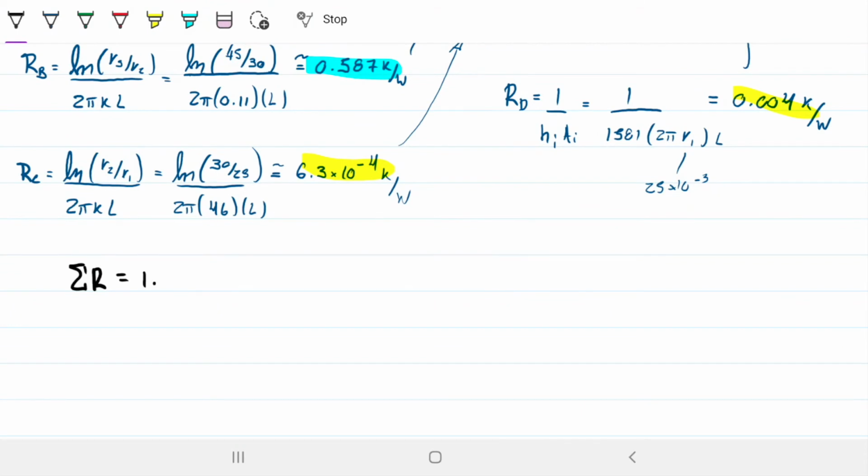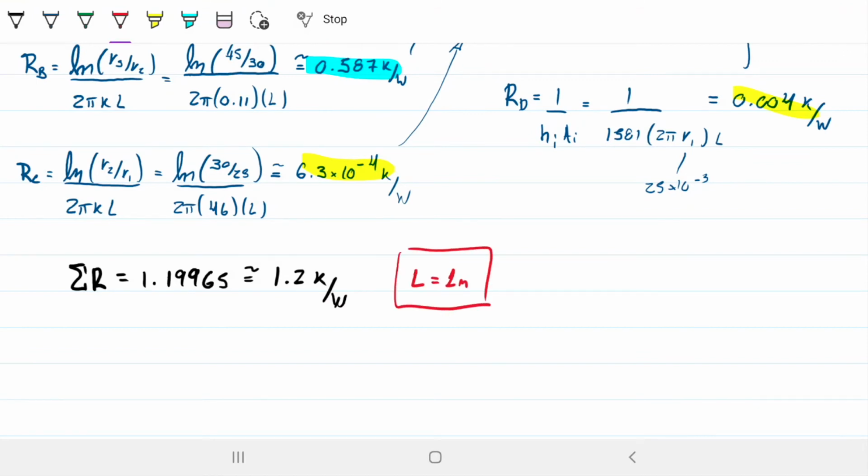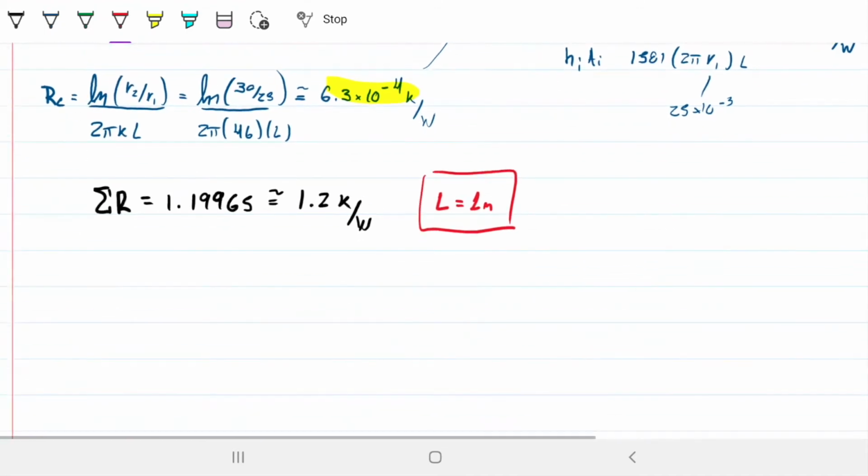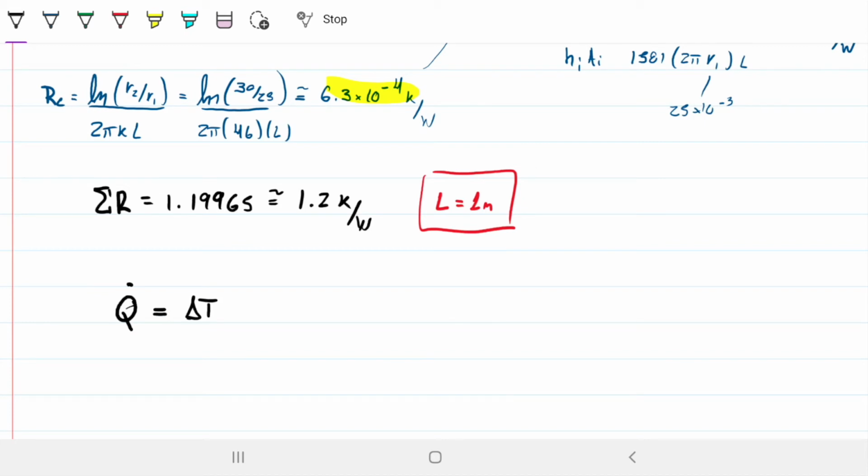This gave me 1.19965, and I just went ahead and approximated this to 1.2. So this is 1.2 Kelvin per watt, and we're assuming still a length of 1 meter. Let's keep reminding ourselves of that. All right, so now we can find out what would be the energy, the heat loss from the inside of the pipe for 1 meter length of pipe.